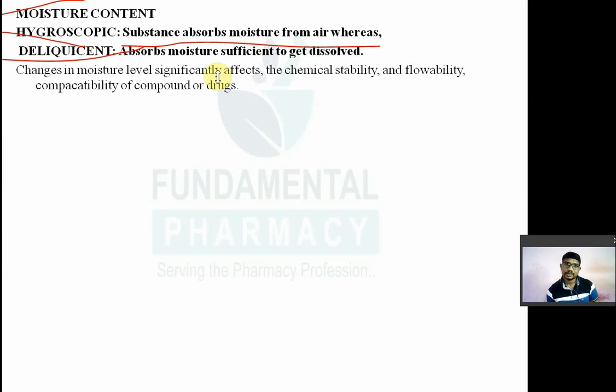Changes in the moisture level significantly affect the chemical stability, because presence of moisture in the compound may cause hydrolysis and all that. Then flowability, if there is more moisture in the granules, more moisture in the powder, it will not be a free flowing powder. Then compactability, compression force भी उसको ज़्यादा लगेगा. So changes in the moisture level significantly affect the chemical stability, flowability and compactability.